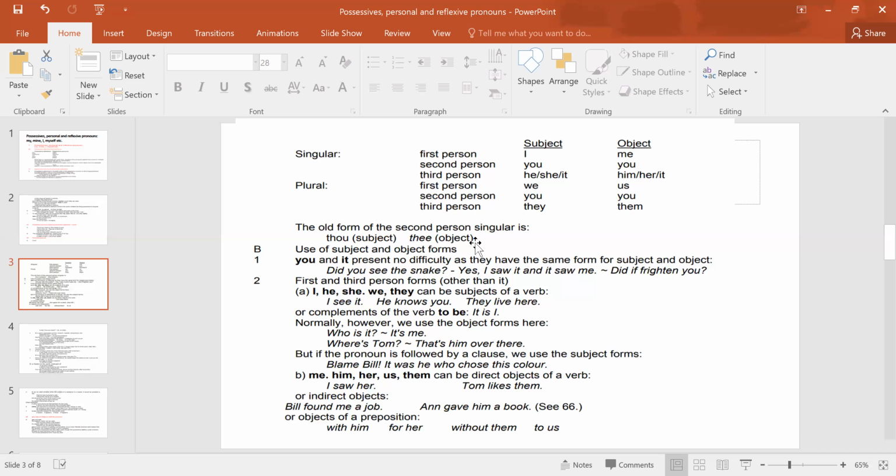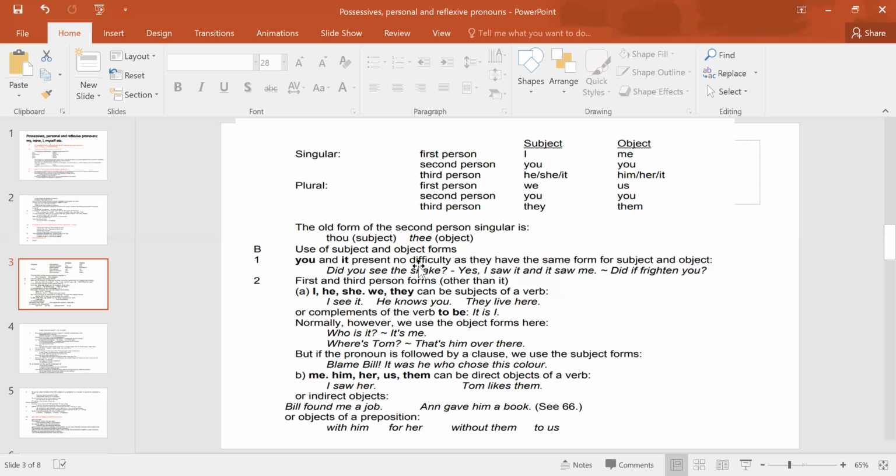The old form of the second person singular is thou and thee. In old English, we used to write thou as subject for the second person and thee as an object for the second person. In today's modern English, we write you for the second person, but in old English, we used to write thou and thee.